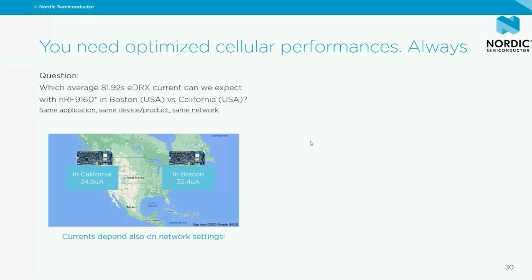So the power consumption that you can achieve also depends on network settings, right? So looking at these numbers, 25 and 32 microamp is still super low eDRX power consumption, right? But you also see that 32 microamp is still 20 to 30% higher. So if you look at the average power consumption for battery life for these two applications, you basically need to take into account that there could be some differences in different networks, and you need to have some headroom based on that. Network settings can be a little bit different in different places.